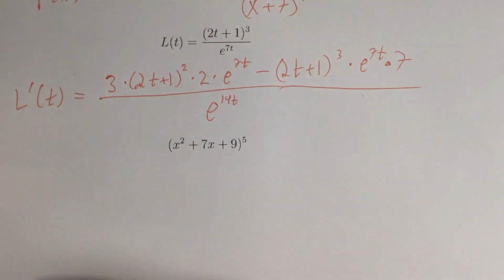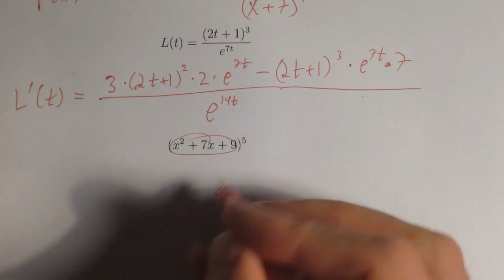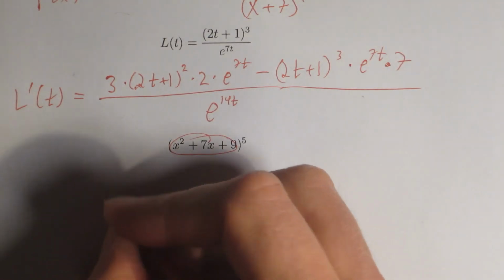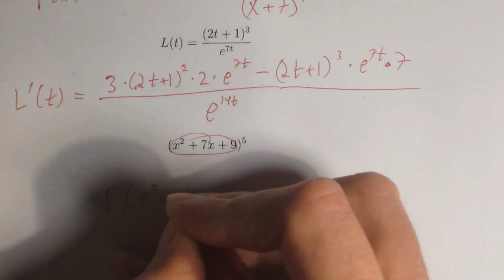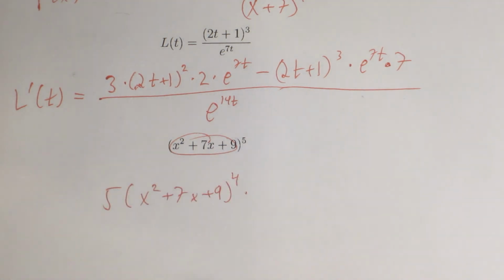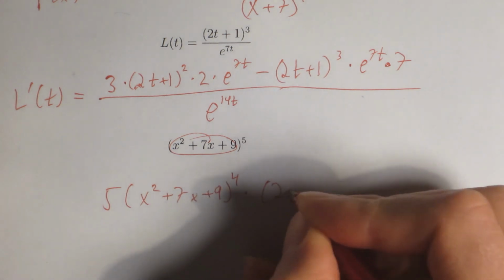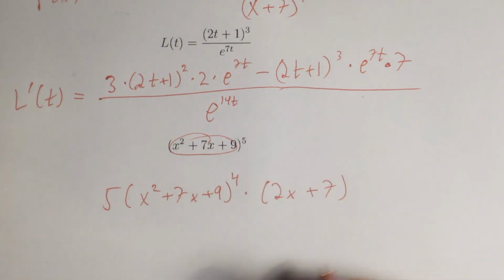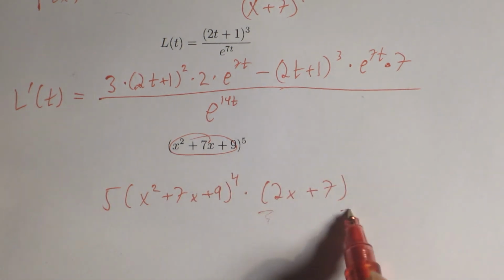To differentiate this one, you use the chain rule. It really screams, please use the chain rule. So you have something to the power of 5. The derivative is 5 times this inner function, the something to the power of 4. That's the outer derivative, and then you multiply by the inner function's derivative. And please write out the brackets.